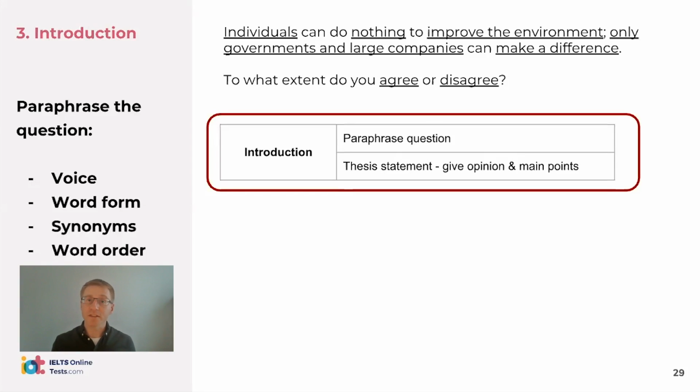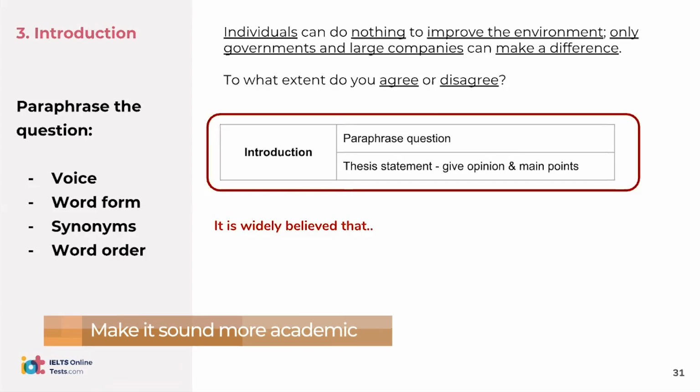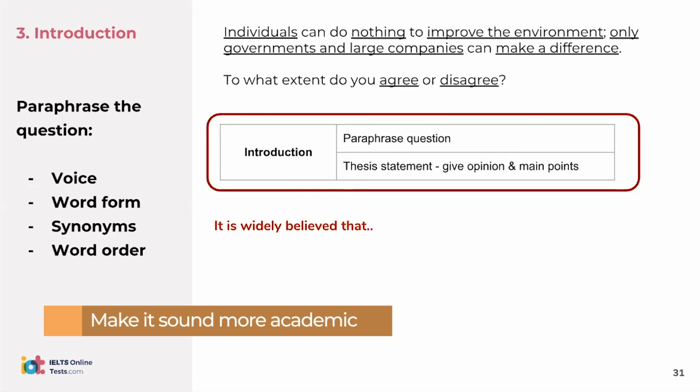A good way to start your introduction is to use the passive voice. So instead of saying, many people believe that, which is active, make a passive sentence instead. For example, it is widely believed that. This makes your writing sound less personal and more academic.